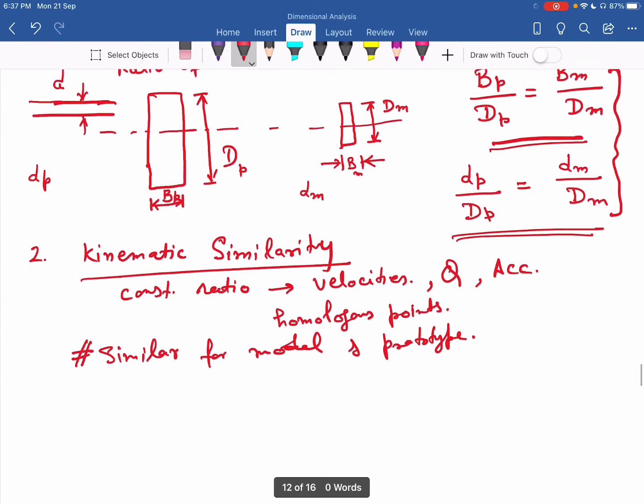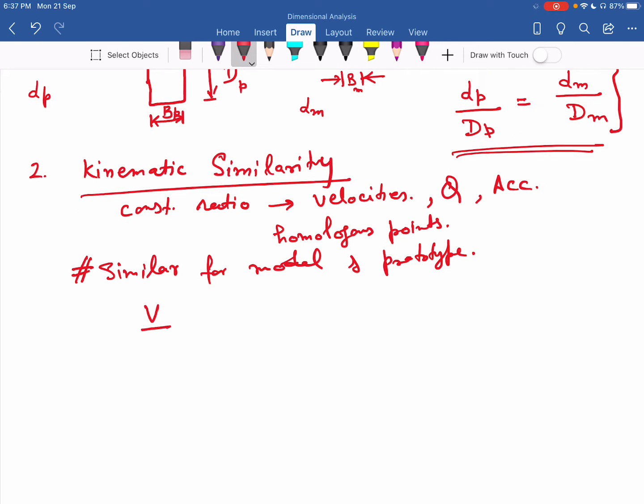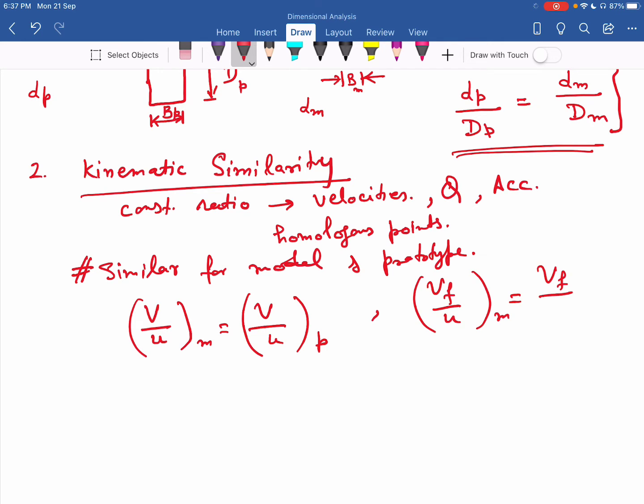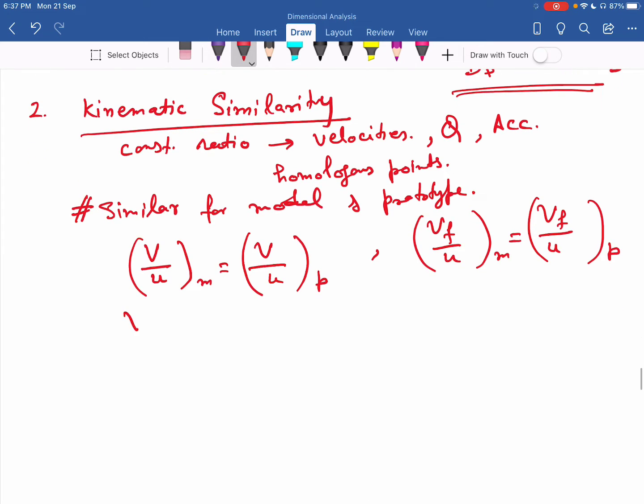So the ratios for velocities we can write V upon U. Now the meanings are much more clear when you study turbines and pumps. Here you can simply write V upon U for model is equal to V upon U for prototype. Then there is the flow velocity, Vf upon U for model is equal to Vf upon U for prototype. Then there is also the whirl component of velocity, Vw upon U for model equal to Vw upon U for prototype. Such equations hold good for kinematic similarity.